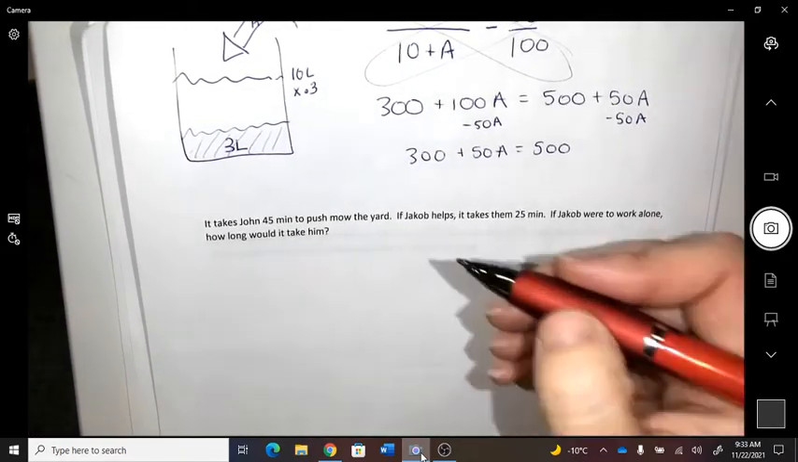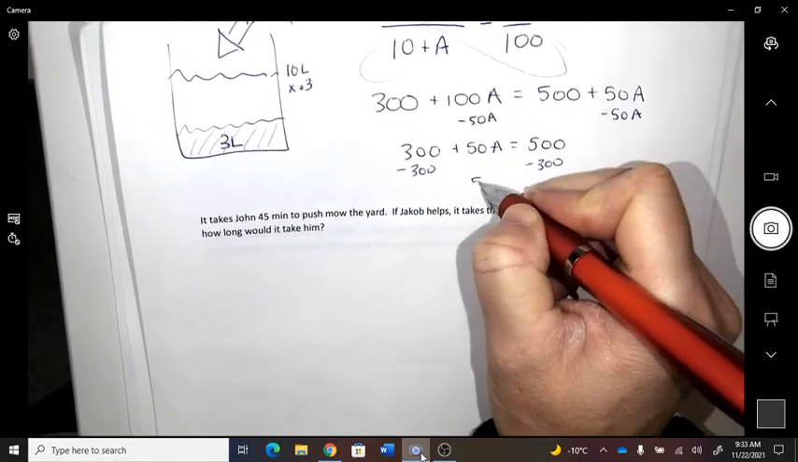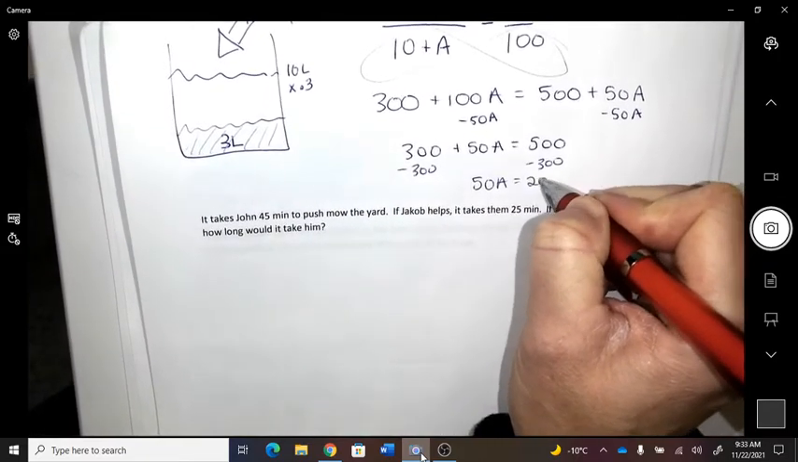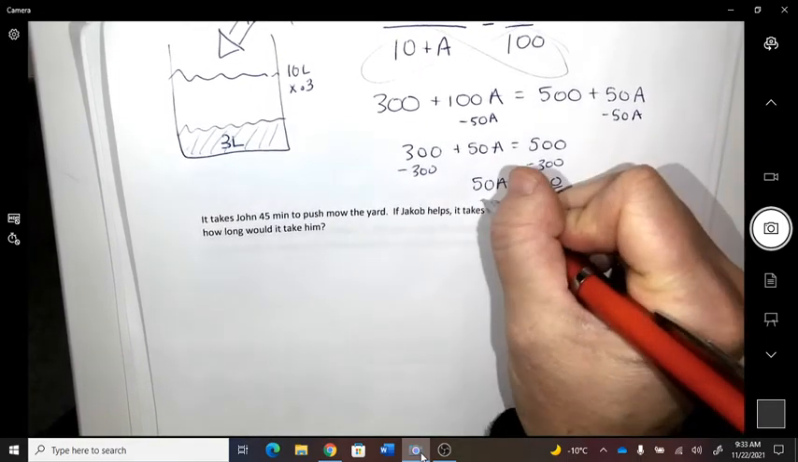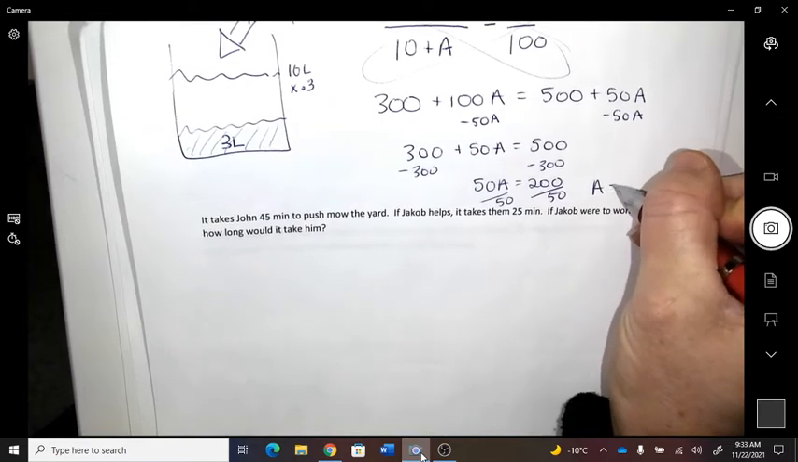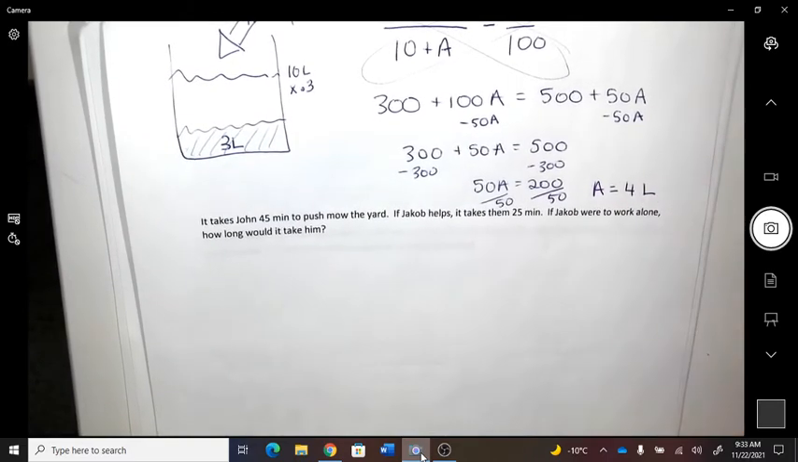I'm going to minus 300. And divide. Okay, so you should add 4 liters of antifreeze in there.